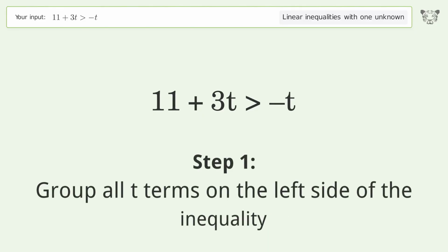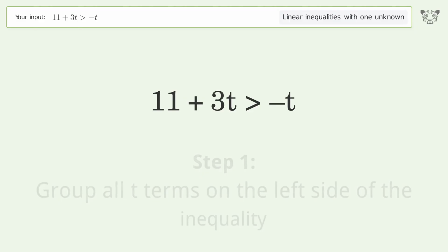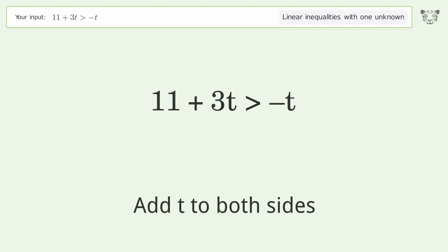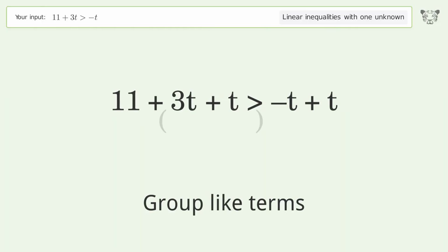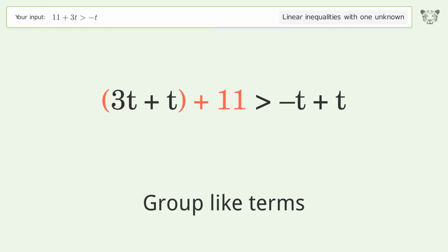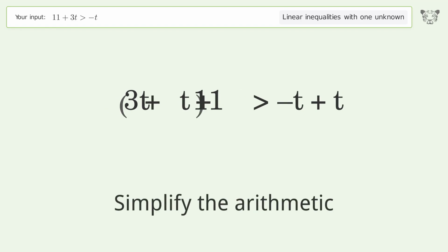Group all t terms on the left side of the inequality. Add t to both sides. Group like terms. Simplify the arithmetic.